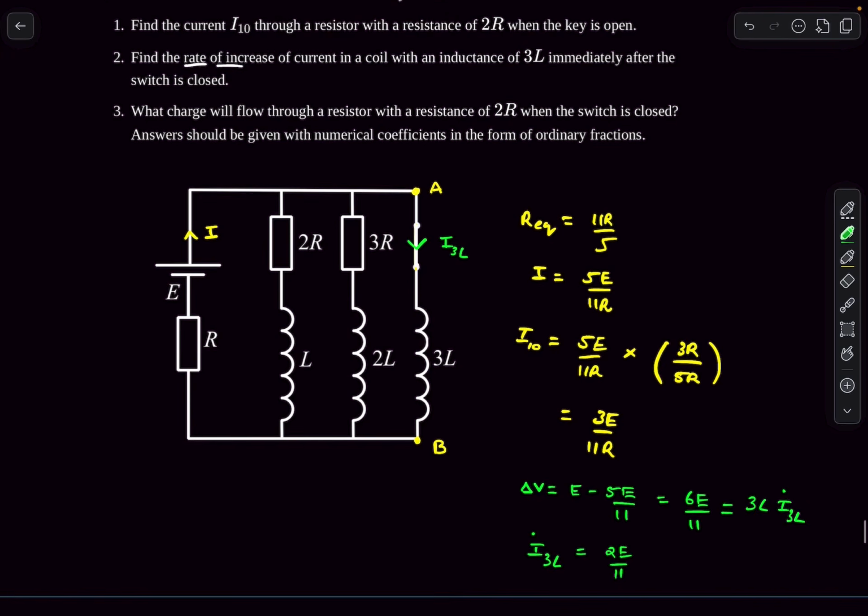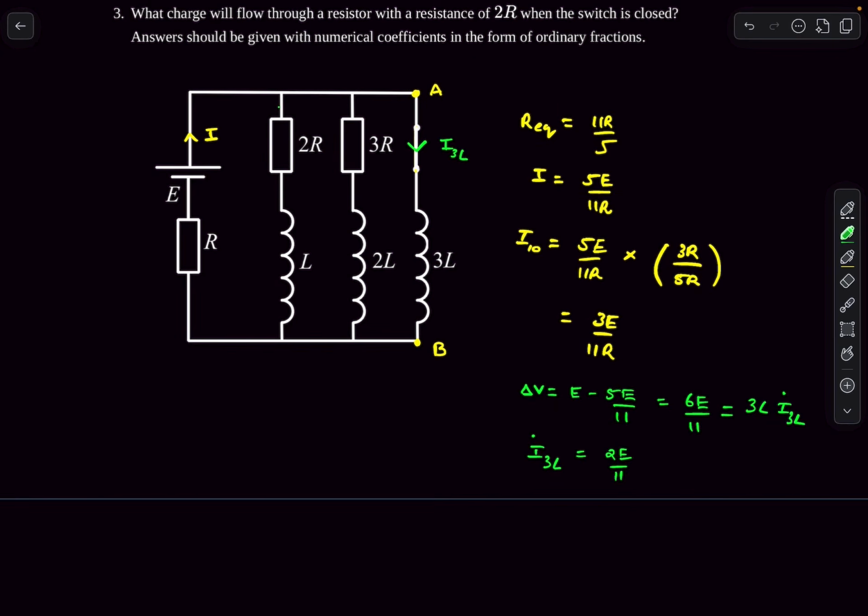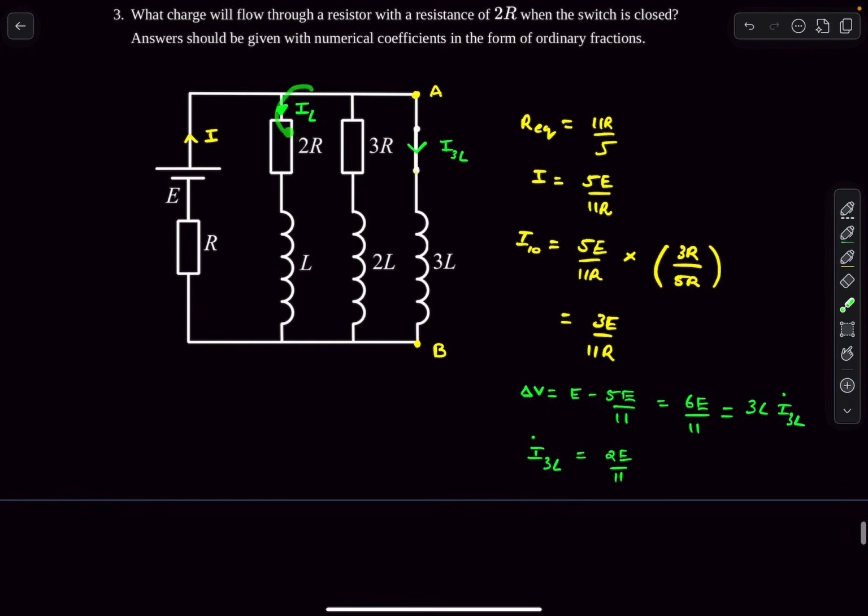Now for the third question, we have to find the charge that will flow through a resistor with a resistance of 2R when the switch is closed. As we have to figure out the charge, we'll say the current through this branch is some general function IL. Let's think about the initial and final situations. Initially, the value of IL is 3E by 11R and I3L is 0.